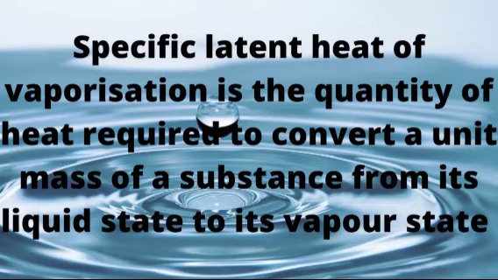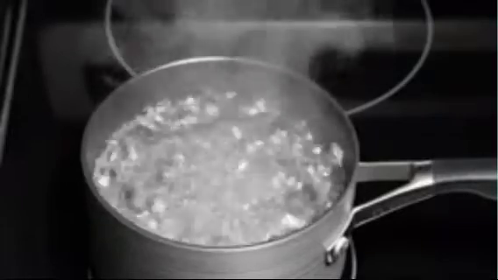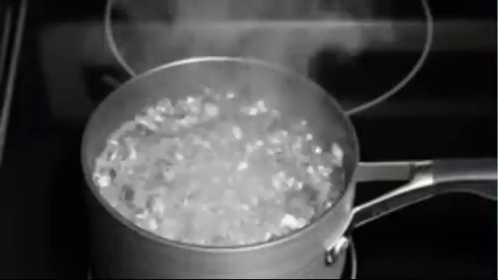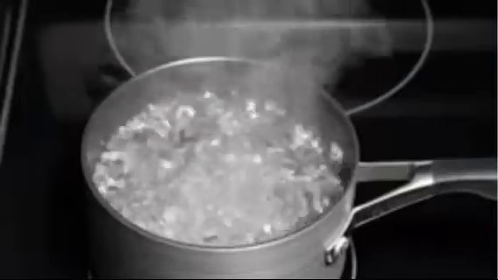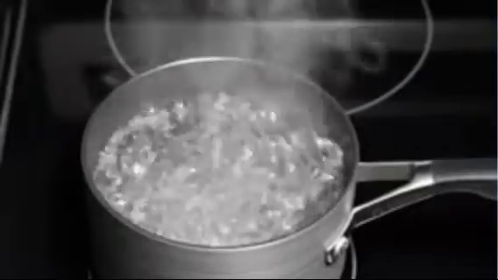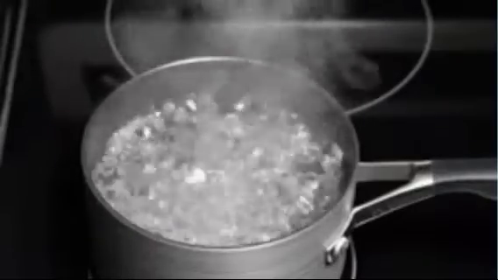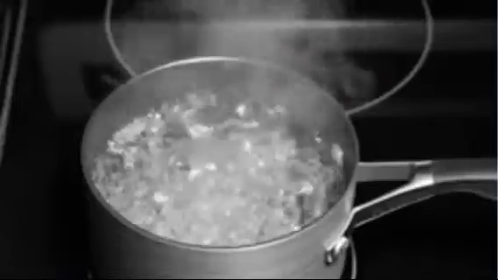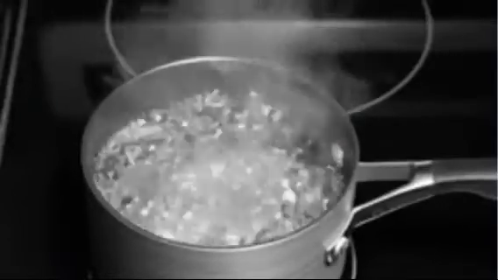Taking water, for instance, when you boil water and the temperature increases, when it gets to 100 degrees Celsius, which is the boiling point of water, the temperature of water stays at 100 degrees Celsius while the water is converted from liquid to vapor. The heat that is absorbed by water that converts it from liquid to vapor is what is known as latent heat of vaporization, just as you can see above.